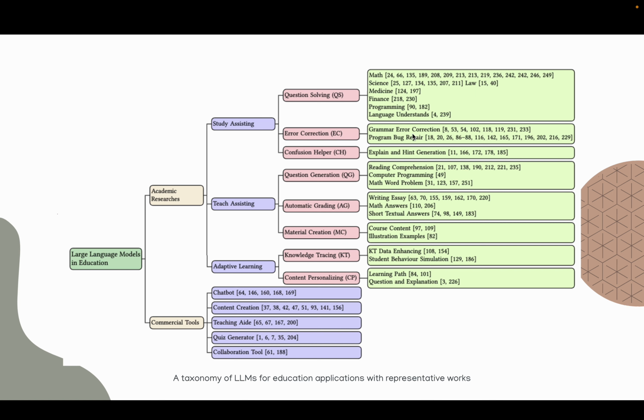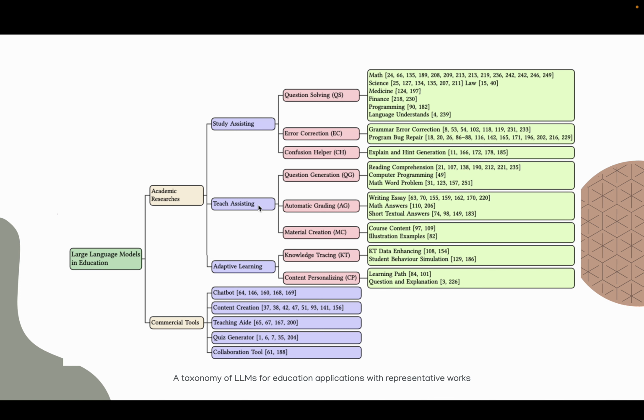The error correction focuses on LLMs' role in correcting grammar and programming errors, showcasing their utility in improving student outputs. For the confusion helper, this discusses how LLMs can generate explanations and hints, helping to clarify students' doubts without directly giving away solutions.